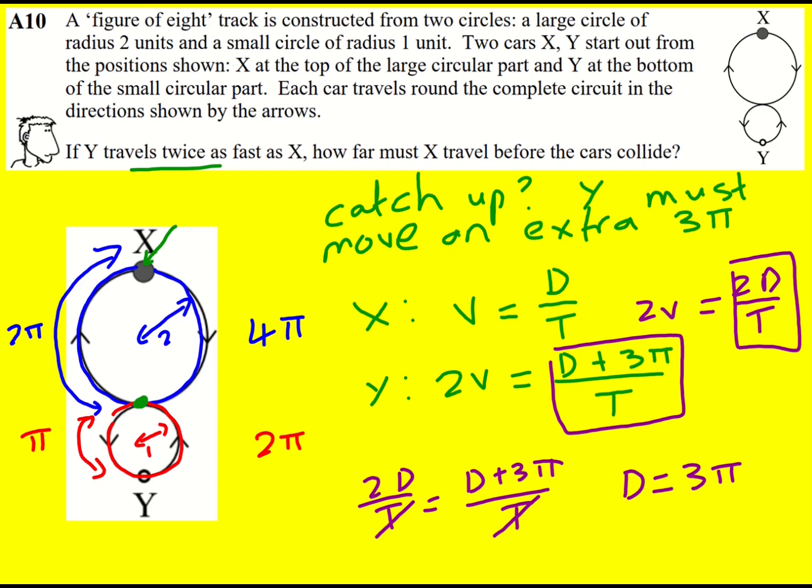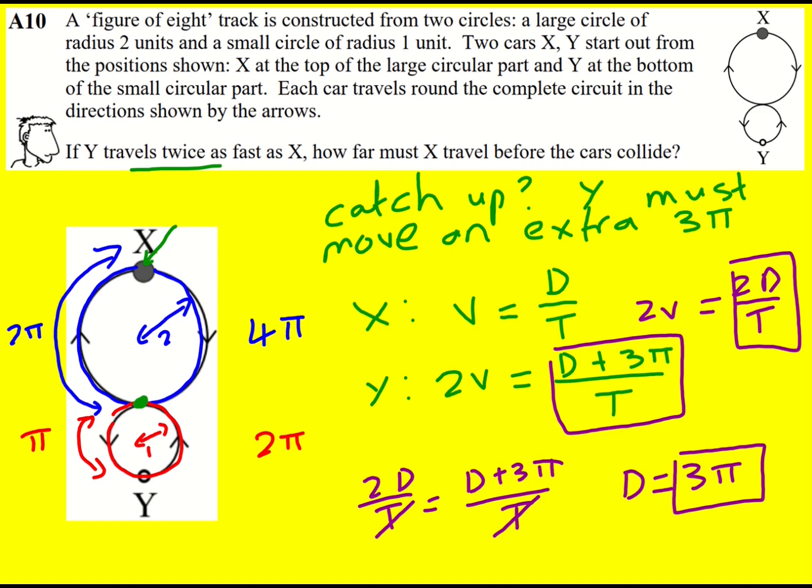That makes sense, doesn't it? Because y is 3 pi behind, and so in the time that it takes x to move 3 pi, if y is going twice as fast, it will move 6 pi. So that is going to be probably our answer.